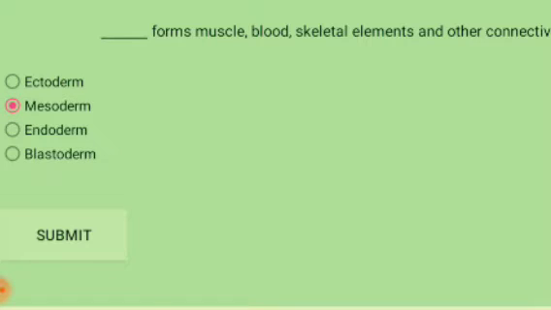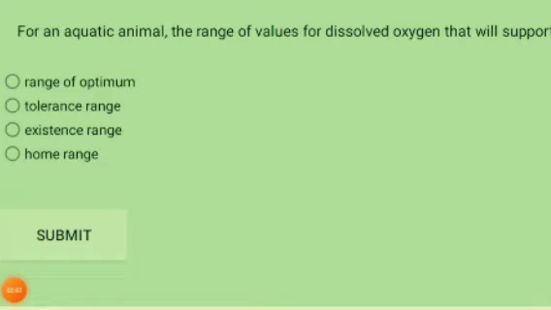Option B is correct. For an aquatic animal, the range of values for dissolved oxygen that will support life is called the option A, range of optimum, option B, tolerance range, option C, existence range, option D, home range. So for an aquatic animal, the range of values for dissolved oxygen that will support life is called tolerance range.